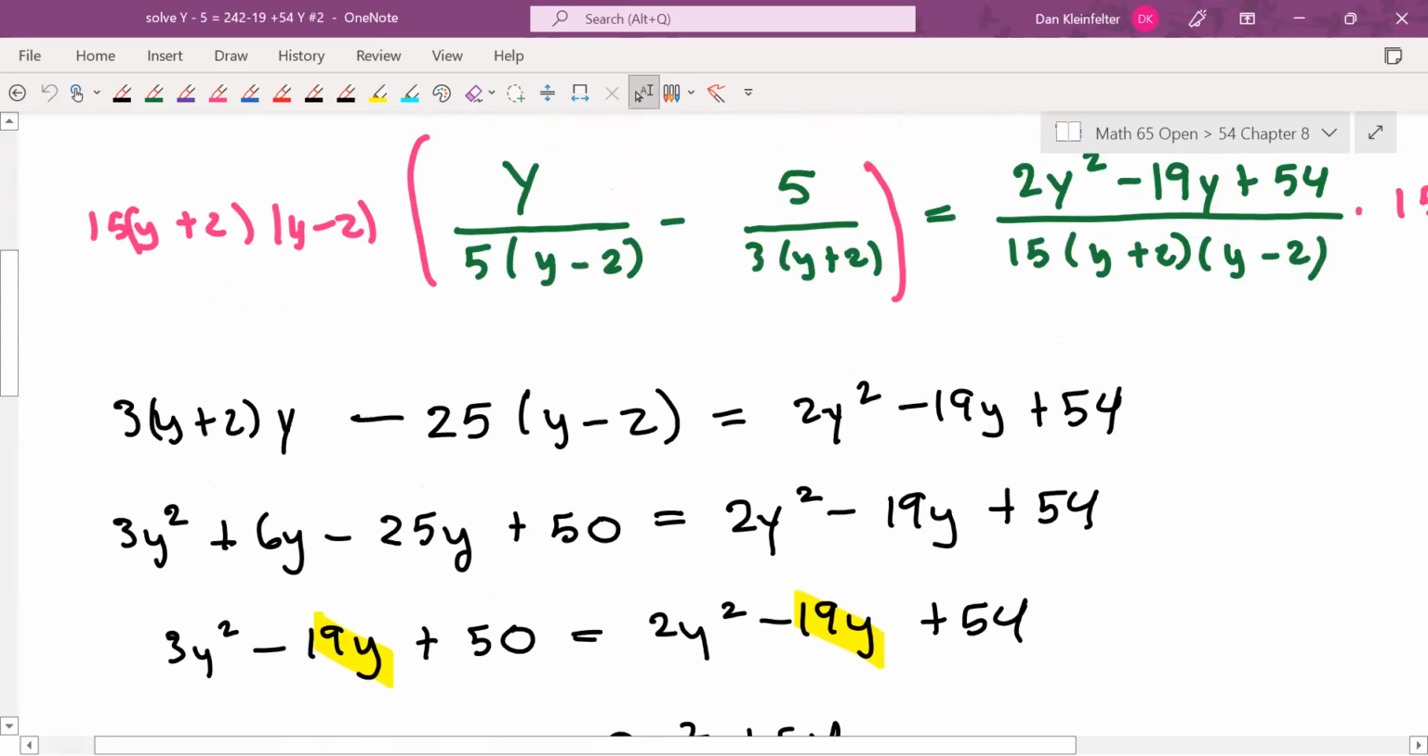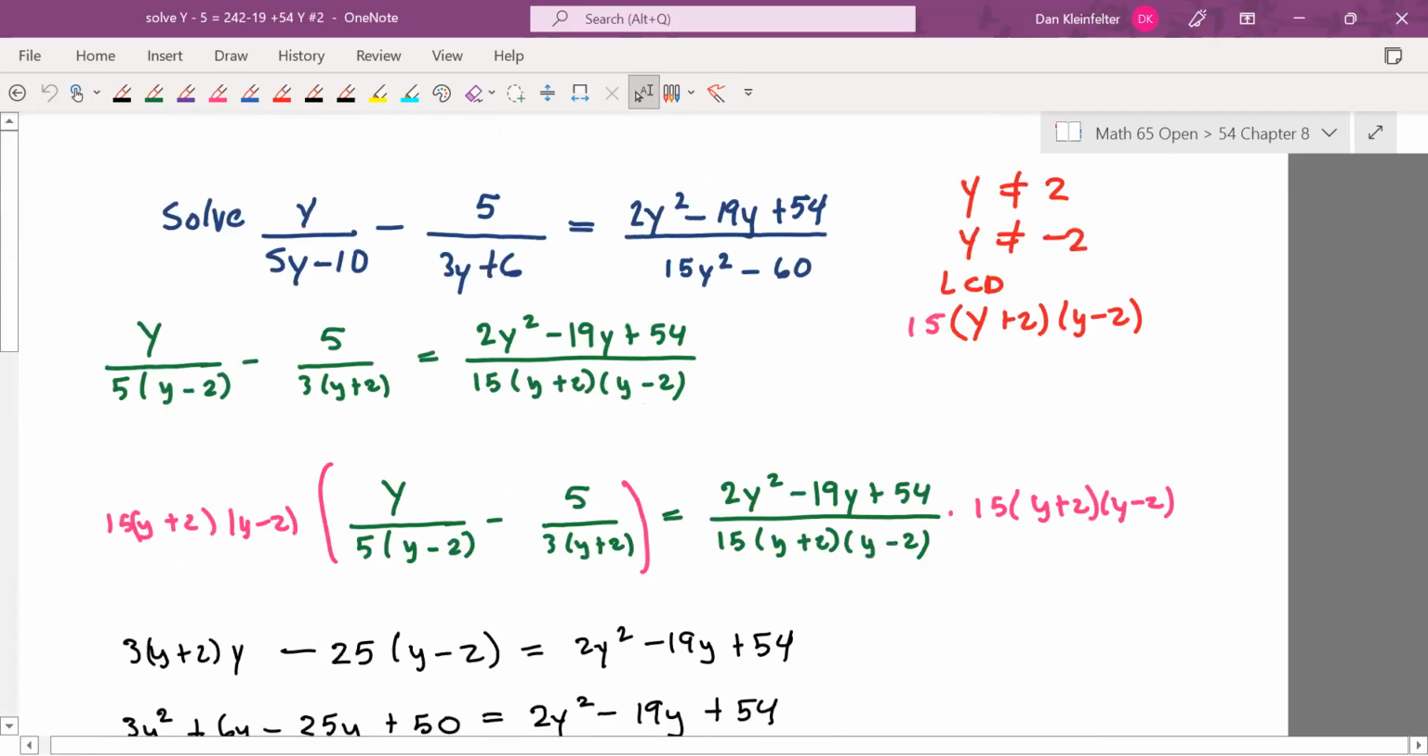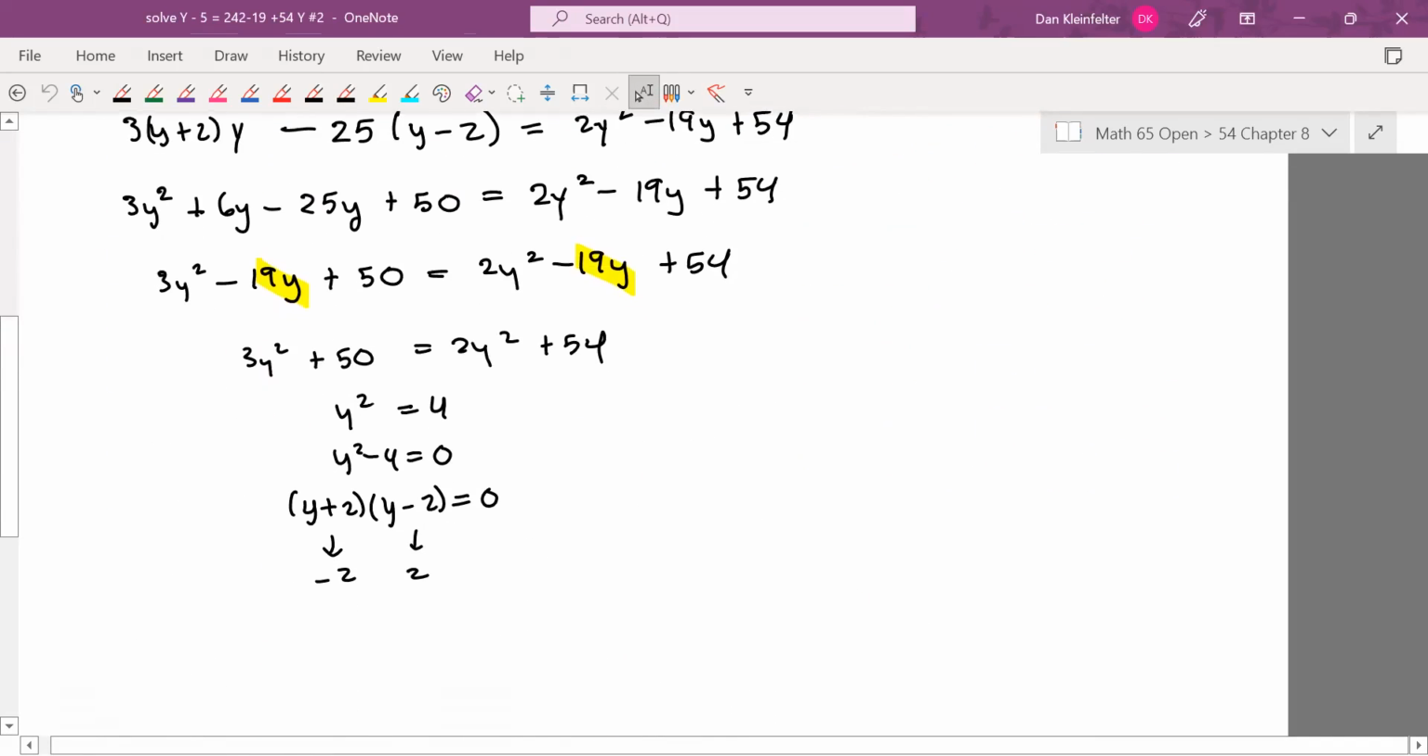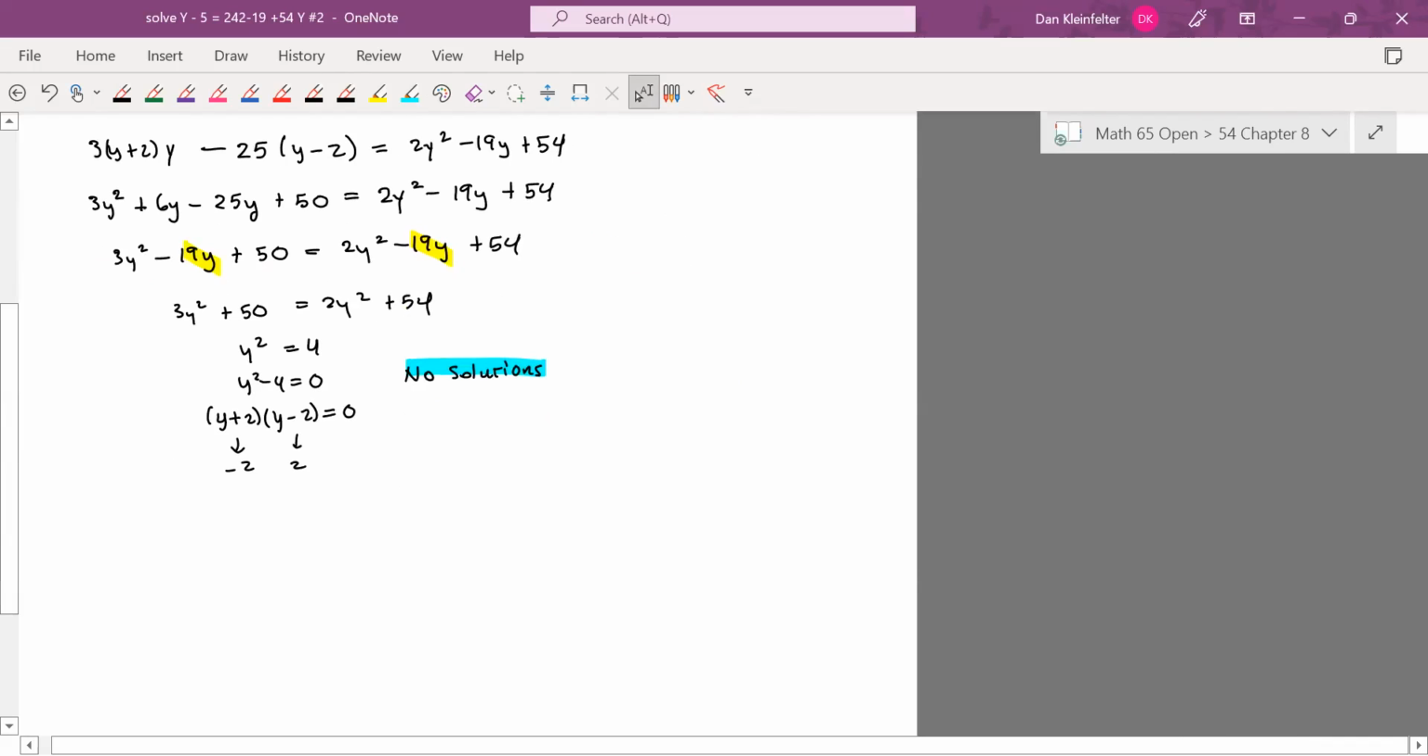But as you know, those are 2 exclusions in the first place. So sadly, it looks like after all that there's just no solutions. So that's disappointing after going through that much work, but that's how it goes sometimes. This one, there aren't solutions to it. Okay, all right, that's the end of that one.